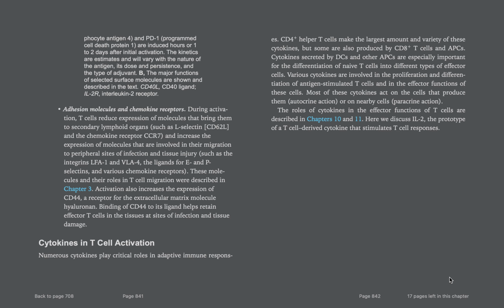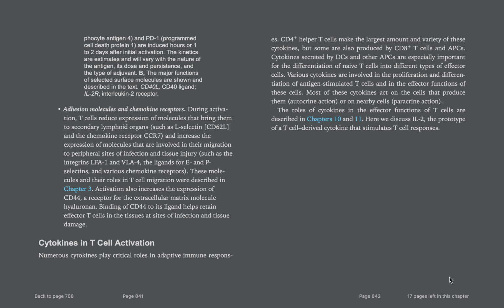Cytokines secreted by dendritic cells and other antigen-presenting cells are especially important for differentiation of naive T cells into different types of effector cells. Various cytokines are involved in the proliferation and differentiation of antigen-stimulated T cells and in the effector function of these cells. Most of these cytokines act on the cell that produces them, autocrine action, or on nearby cells, paracrine action. The role of cytokines in effector function of T cells is described in Chapter 10 and Chapter 11.